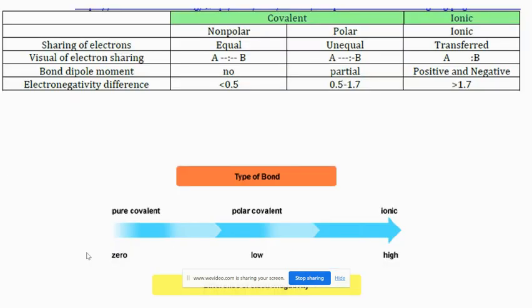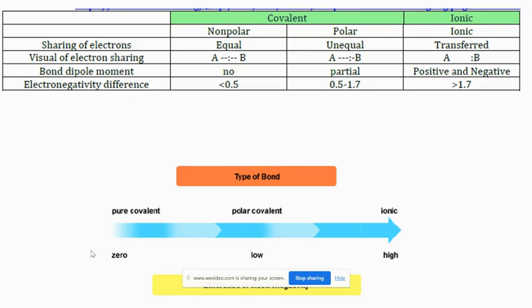All right. When we're looking at this, if we have non-polar bonding, that's going to be an equal sharing of electrons. Polar bonding is an unequal, but it's still shared. And then ionic, you're going to transfer. So here they try to give you an image of what that looks like. A and B are going to be equal.